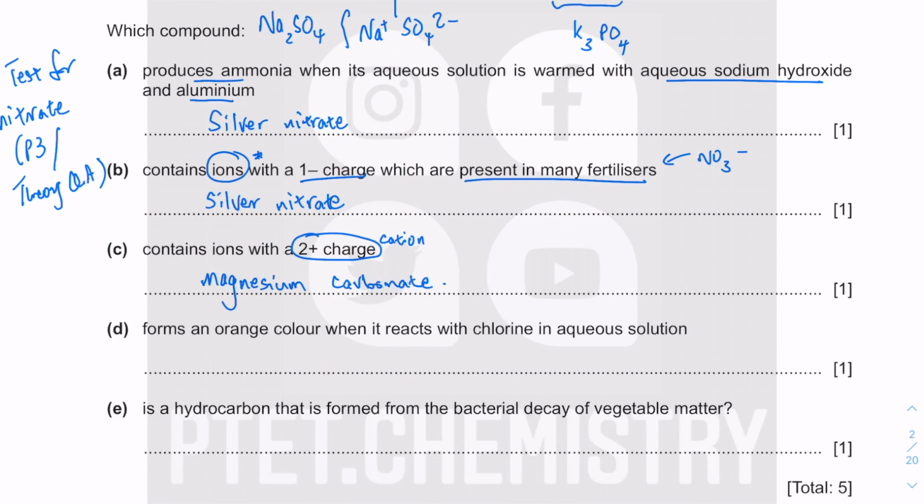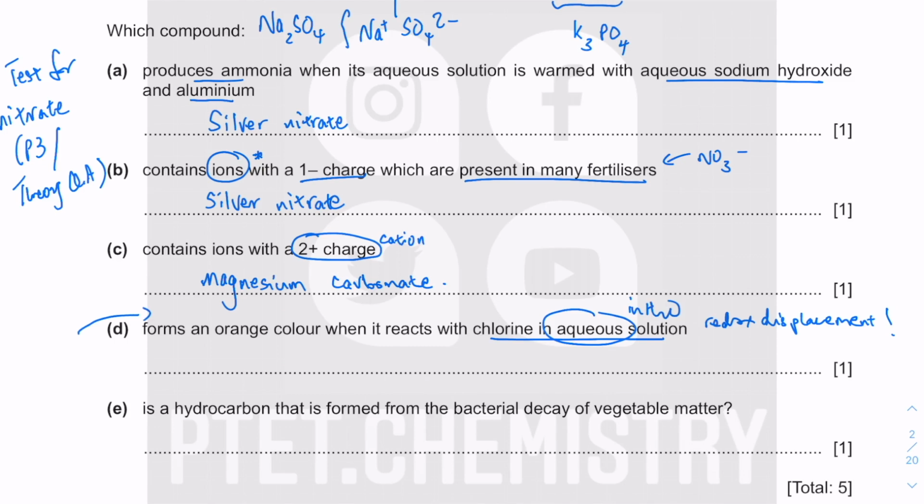Next one, forms an orange color when it reacts with chlorine in aqueous solution. So this is a redox displacement reaction. Chlorine must be able to oxidize this particular species, meaning chlorine must oxidize this thing to give you something which is orange color in aqueous solution. This means in water.